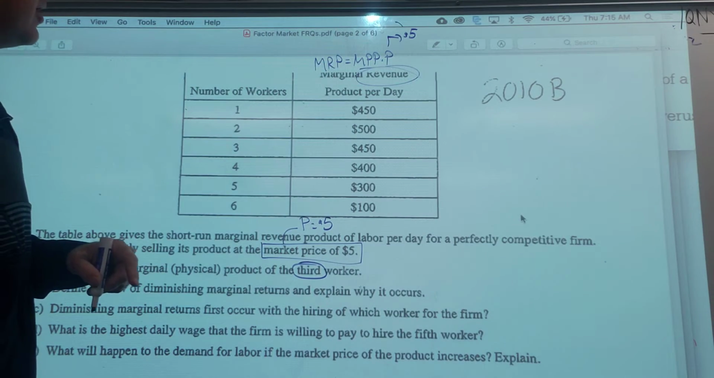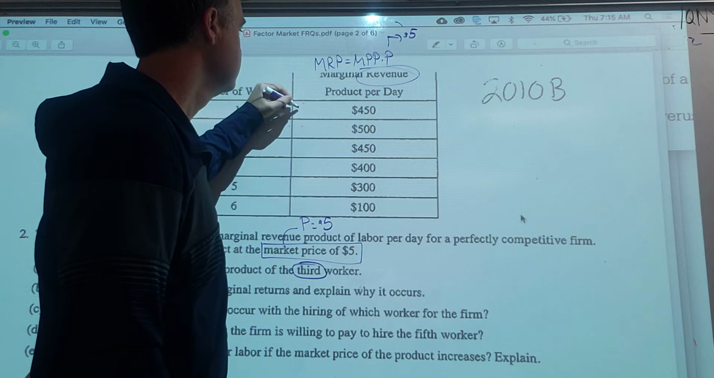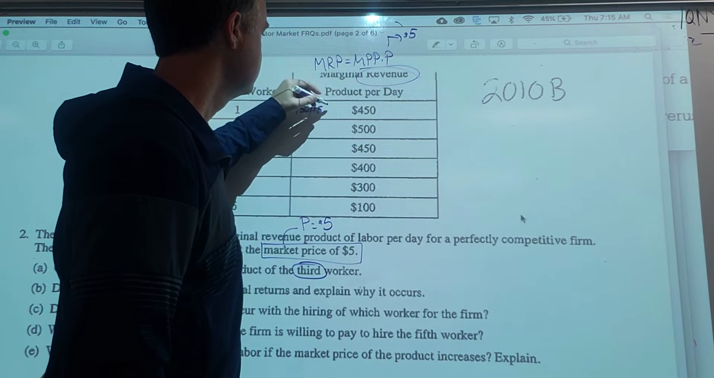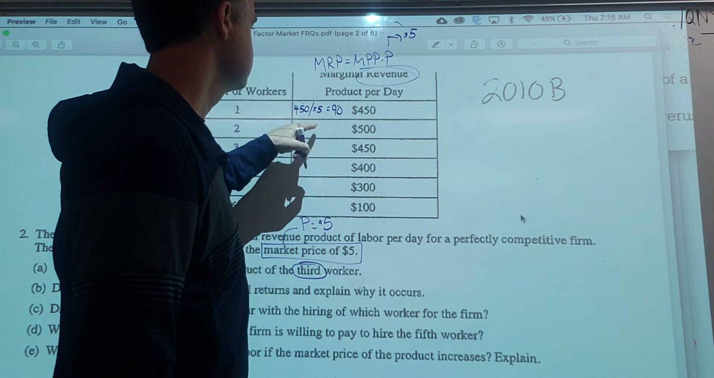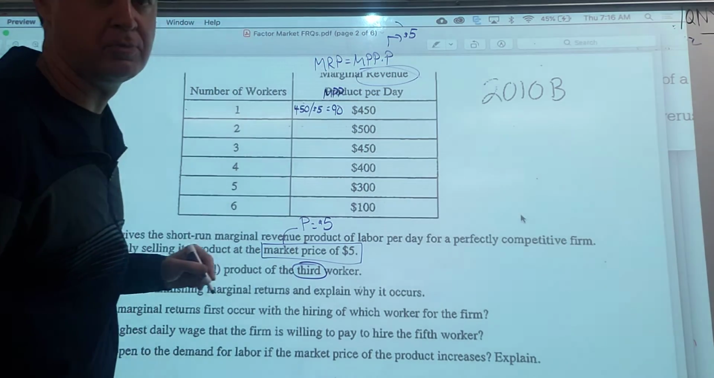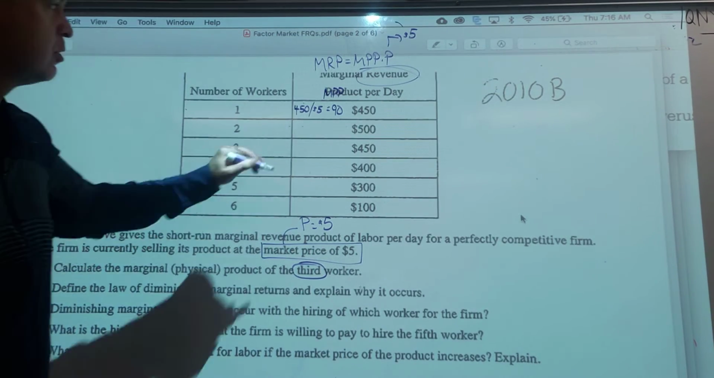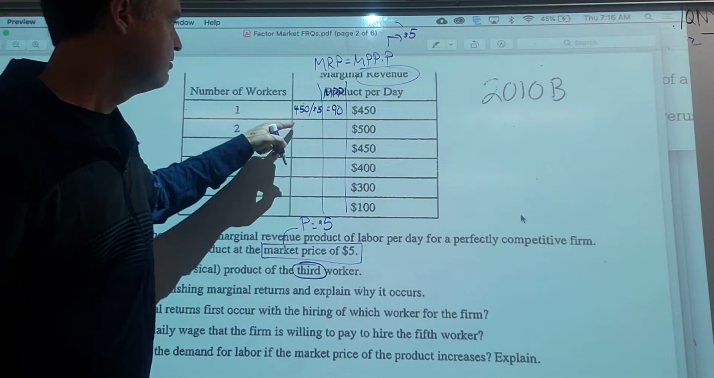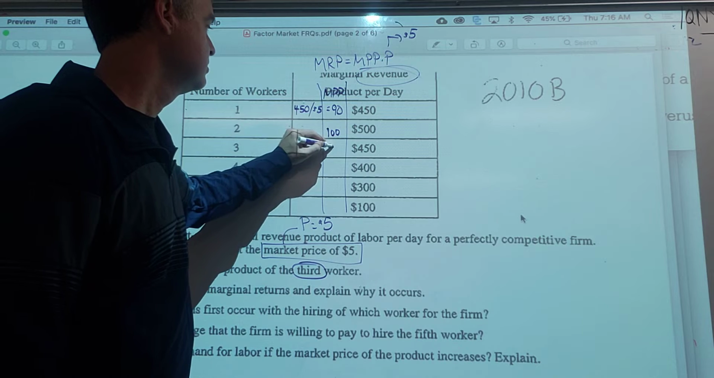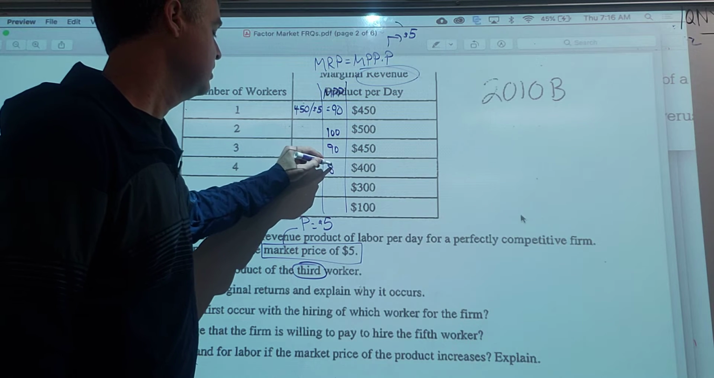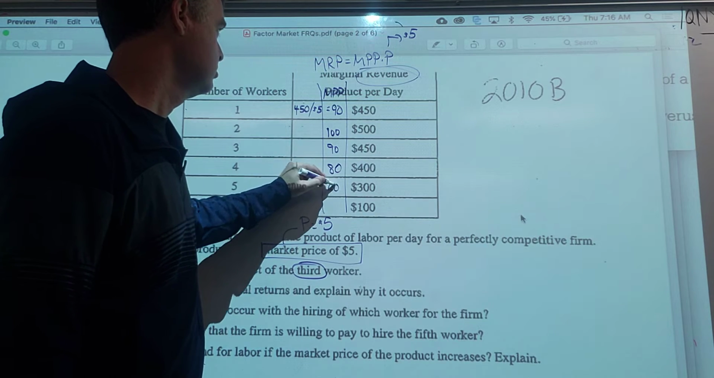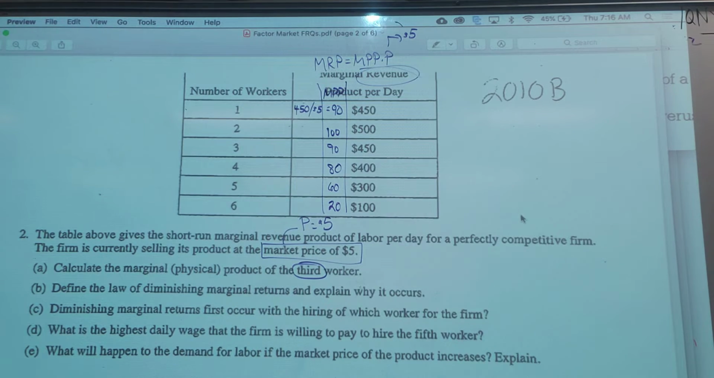There's marginal physical product. If MRP is $4.50, then $4.50 divided by the $5 means that this worker brings in 90 goods. All right, so let's make this the marginal physical product column. This worker brings in 90 goods, right? $450 worth of goods, $5 per good, 90 goods. 100 goods, 90 goods, 80 goods. Sorry, that took too long, a little early in the morning. And 60 goods and 20 goods.